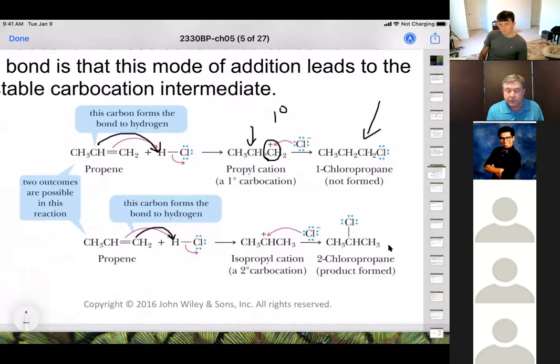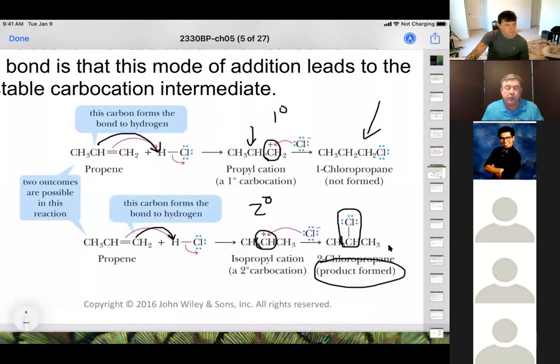If it does, that would generate our secondary carbocation, which is more stable and more common, and therefore it would give us our product where the chlorine ends up on the secondary carbon. Because that was the carbocation, that's the electrophile looking for that chloride ion. And in fact, that's what we see as the most formed product.